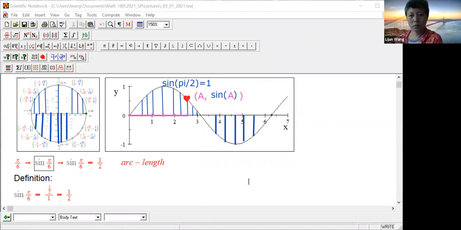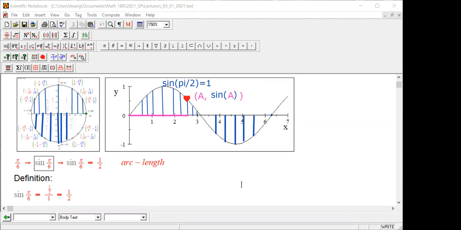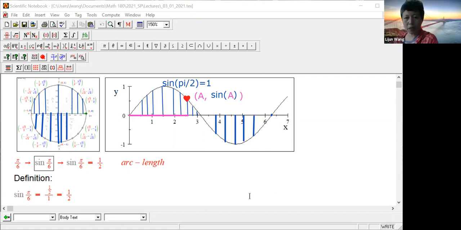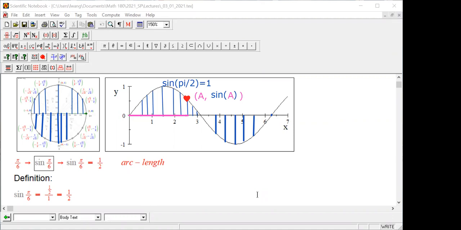Everybody's working on it? Good. Give yourself some time to understand it. What is a cosine curve? The question we need to answer is, what's the domain and what's the range?